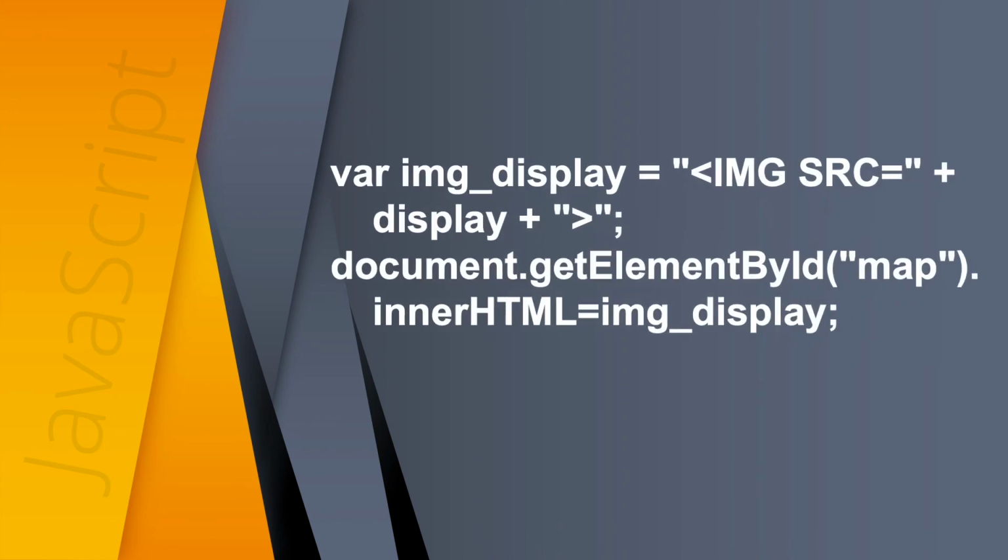When Google has finished with our query string, it will return an image with the map we requested. Our image is being held in the variable we called display. We need to add this to an image tag and place it in the body of the HTML. The next two lines do that. Var image equals display, image source equals display. document.getElementById map innerHTML equals image display.